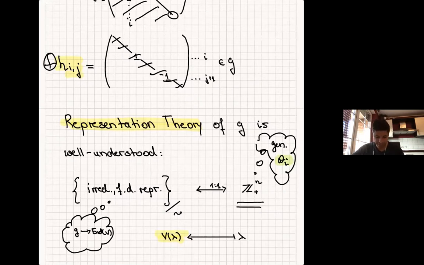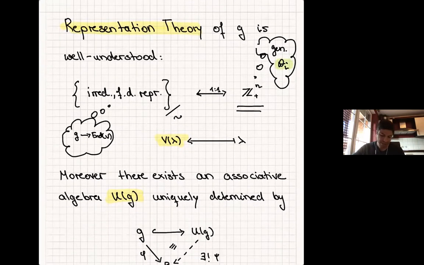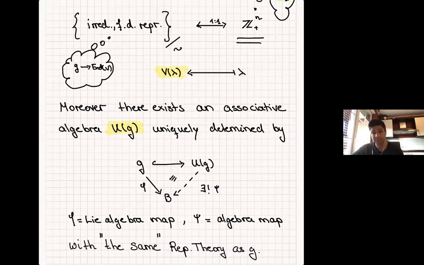If you don't like Lie algebras, you can think of the representation theory of associative algebras by associating to the Lie algebra g its universal enveloping algebra, which is determined by a universal property, written in this diagram. Categorically, this means that a Lie algebra map from g to B is the same as an algebra map from U(g) to B. Whenever you have this arrow over here, you can extend it to an arrow from U(g) to B.